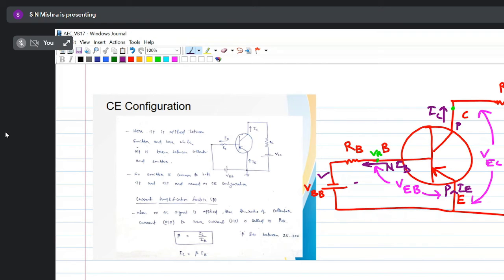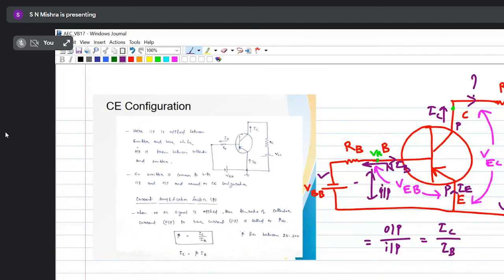So here I'll take output and here I'll take input. So what is my output current and what is my input current? Output side, what is my current? IC. Input side, what is my current? IB. The direction is opposite, but we'll take magnitude. So IB. So IC by IB is your gain or amplification factor.